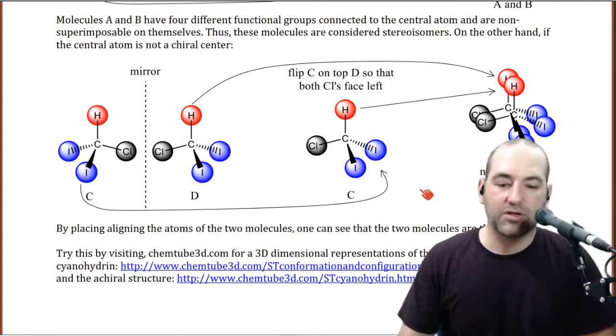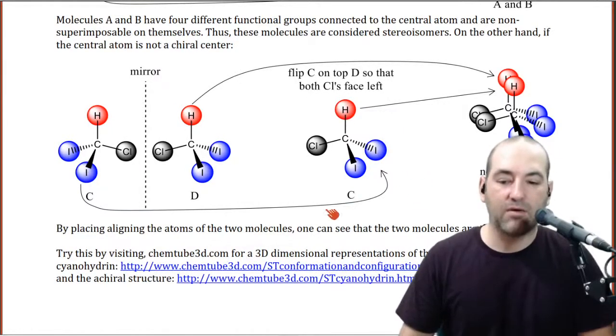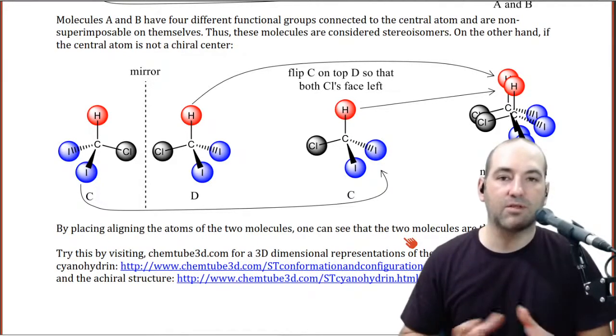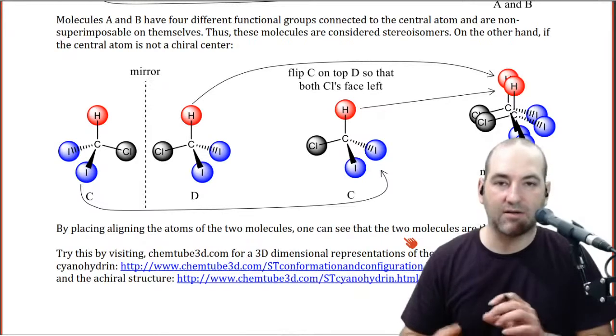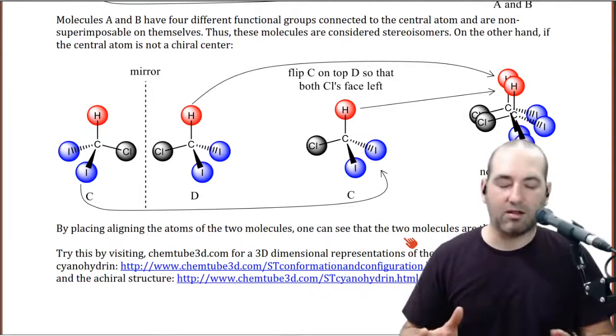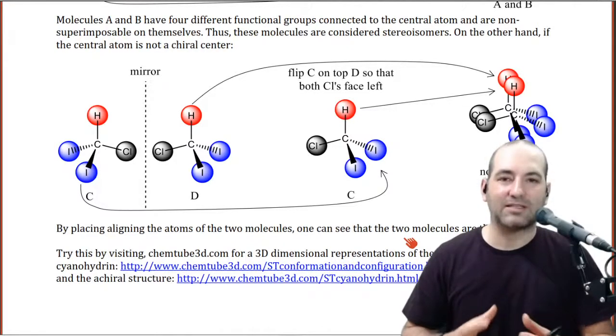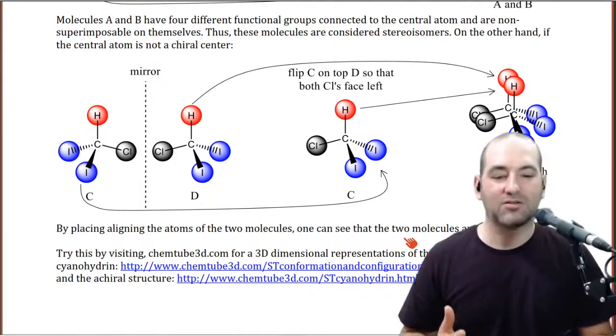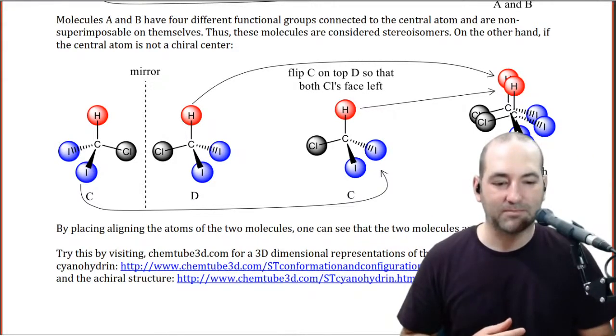And this is a little bit tricky to see. Another way you can do this if you don't have models to play with is click on these links to go to this website, and you can play with some of the rotation online so you can kind of see it for yourself. When I first learned this stuff, I didn't get it at all. And it really took playing with it myself and kind of convincing myself that that was true to really make it make sense.